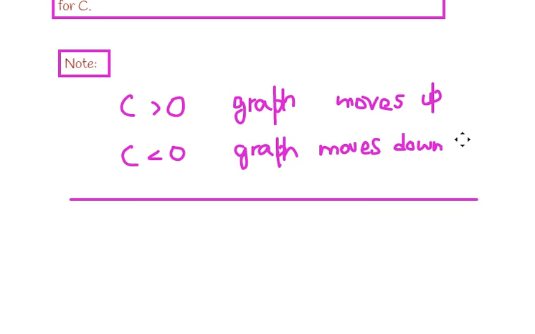If the number is greater than 0, graph moves up. If it's less than 0, graph moves down.